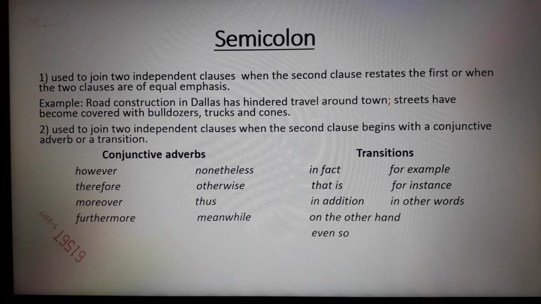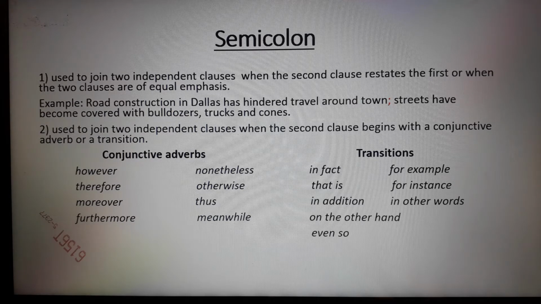Now let's go to the semicolon. A semicolon is used to join two independent clauses when the second clause relates to the first, or when the two clauses are of equal emphasis. You have an example here. Road construction in Dallas has hindered travel around town; the streets have become covered with bulldozers, trucks, and cones.